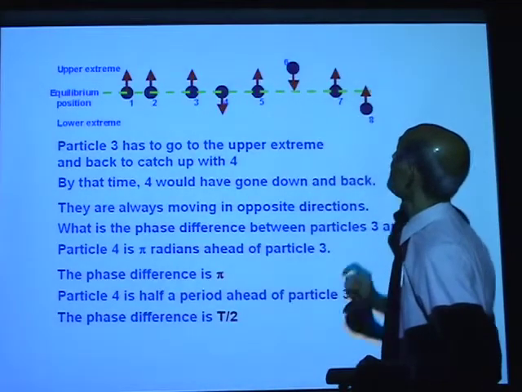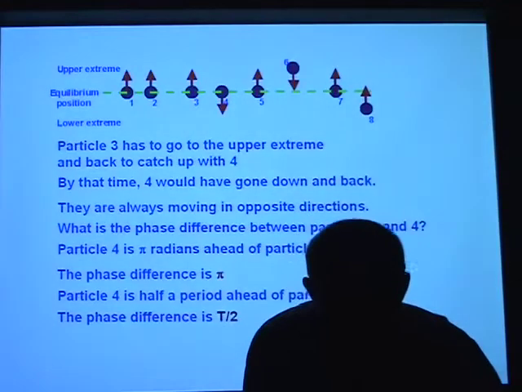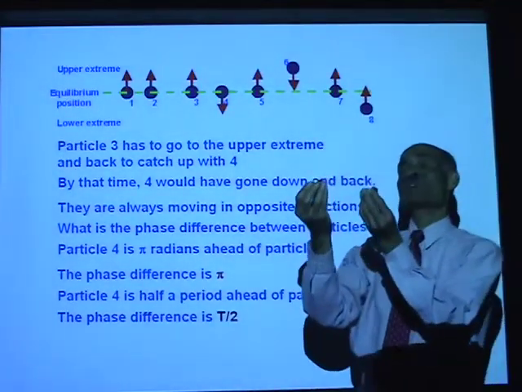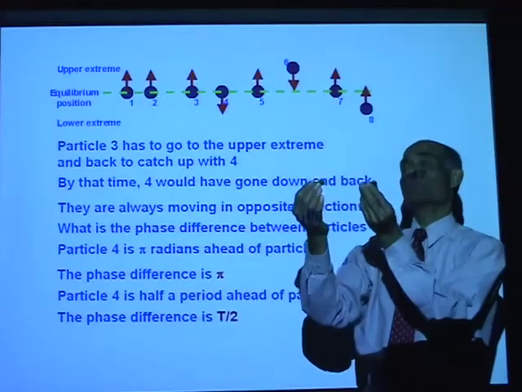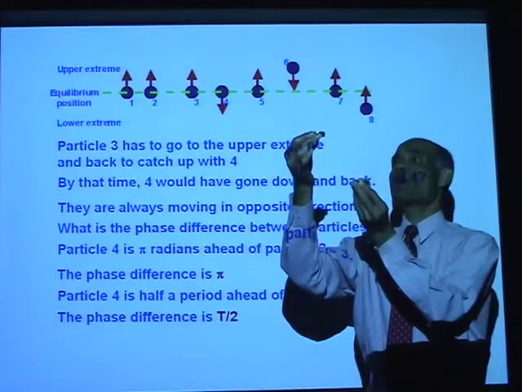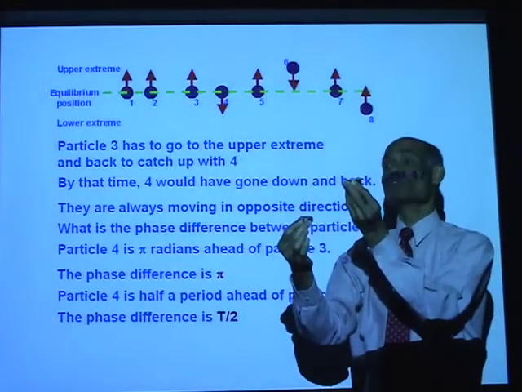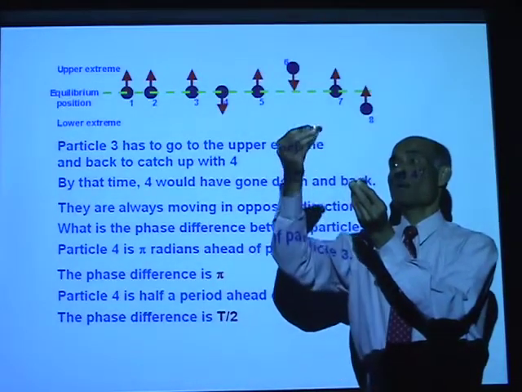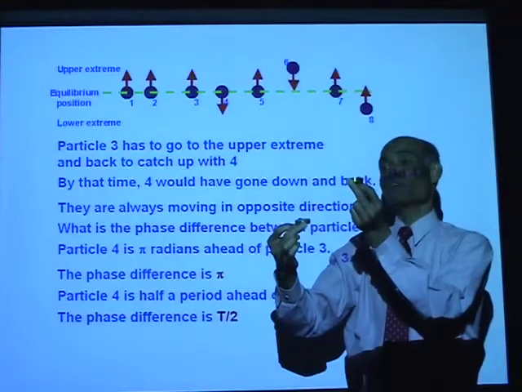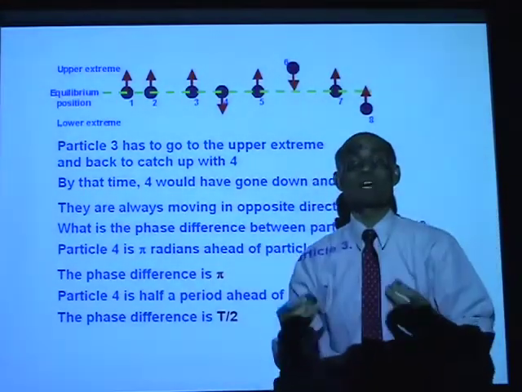Can anybody tell me the phase difference between particles 7 and 8? All right, 7 and 8. 7 is in the equilibrium position, beginning to move down, beginning to move up. 8 has gone all the way up, back to the equilibrium position, and is now at the lower extreme. Look at this: pi by 2, pi, 3 pi by 2. The phase difference between particles 7 and 8 is 3 pi by 2.